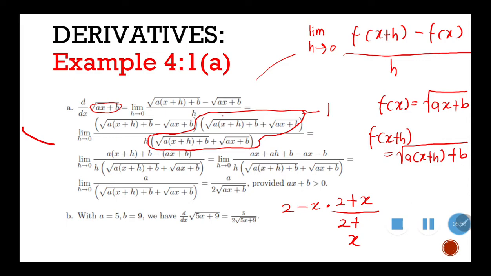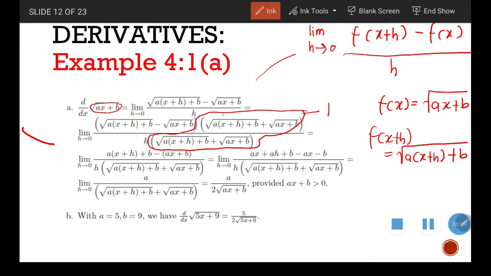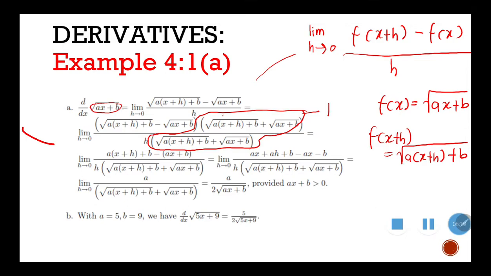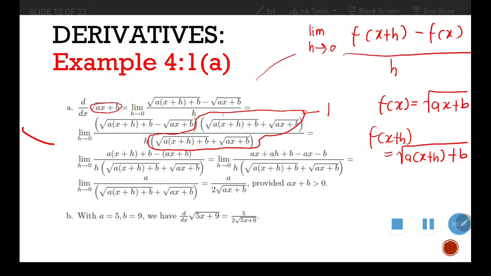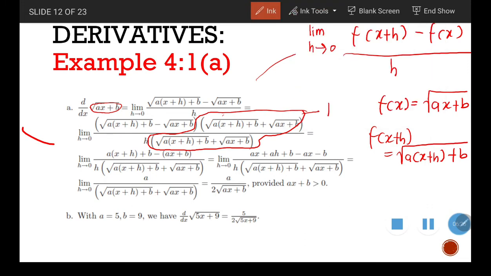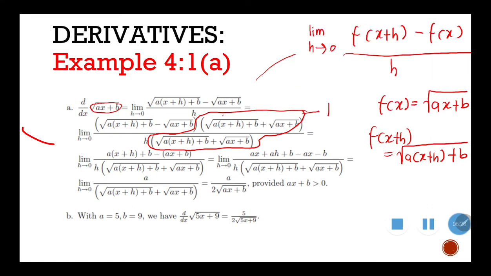This is a simplified version of what a conjugate is. I just want to make sure that you understand. So if you simplify this, you will get this part here, and the final answer should be this part here.